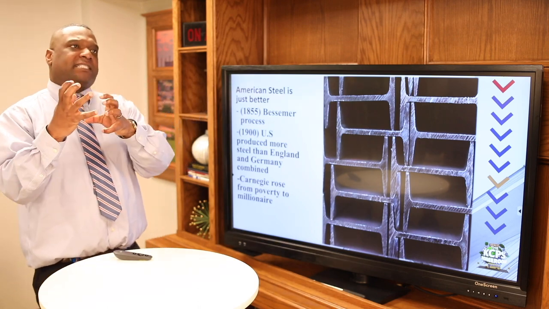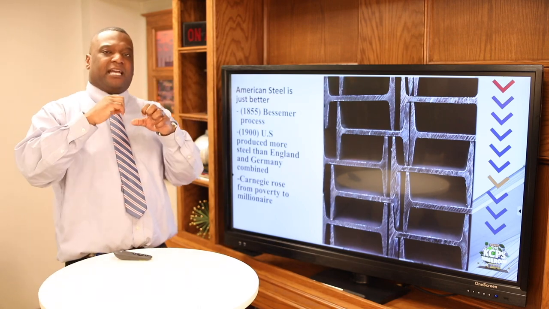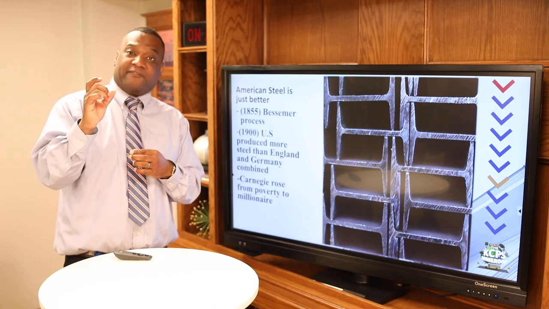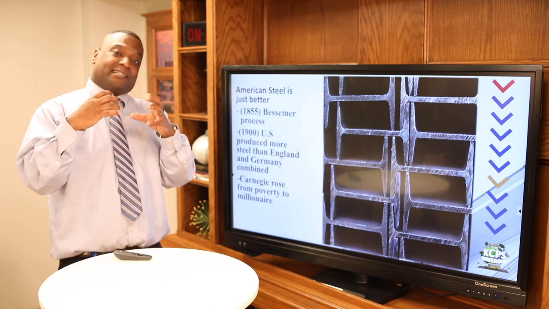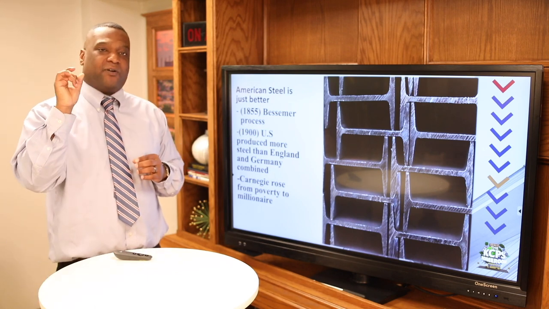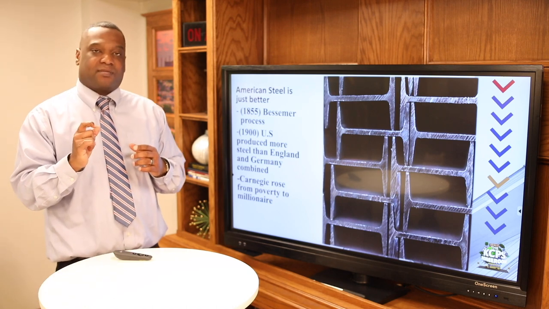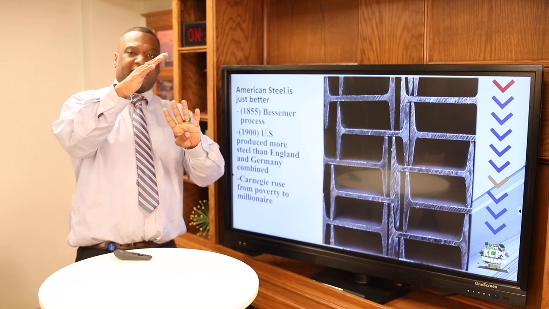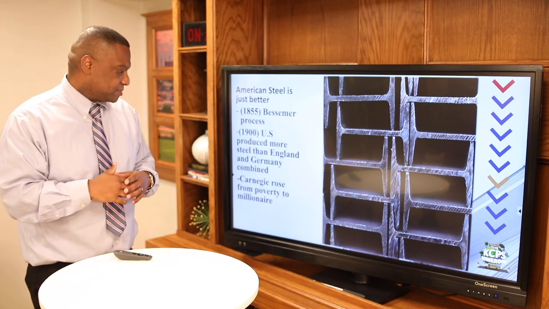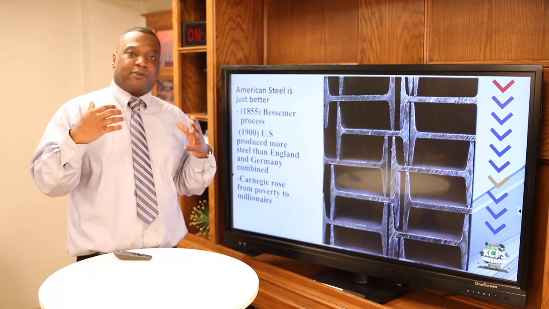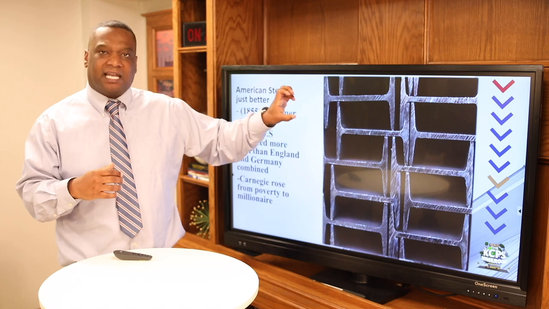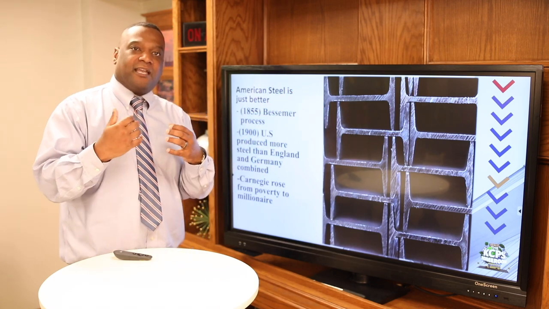The big thing I want you guys to take from this: American steel helped push the technology age forward. In 1855, Henry Bessemer invented the Bessemer process. It was a cheaper way to make steel. By 1900, the U.S. produced more steel than both England and Germany combined. Think about that. We were number four in manufacturing by the 1860s. By the 1890s, 1900s, we're number one in manufacturing throughout the world. This helped Carnegie rise from poverty and become a millionaire, by making steel a cheaper way and sending it out to the world.